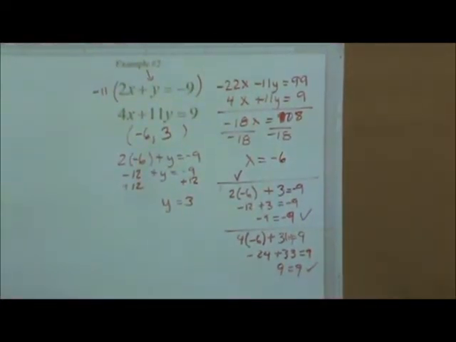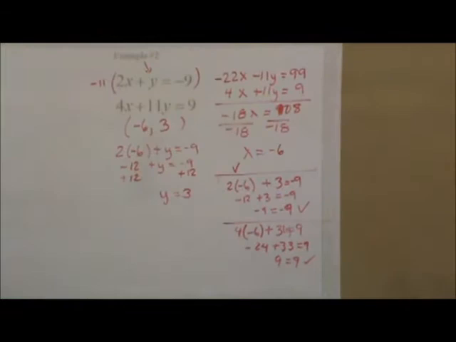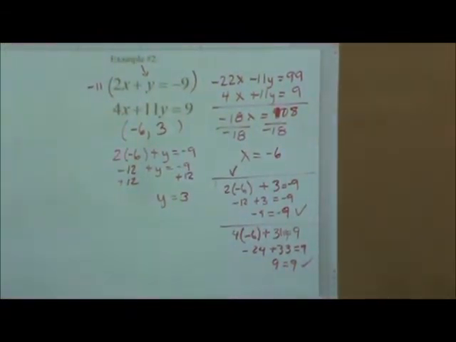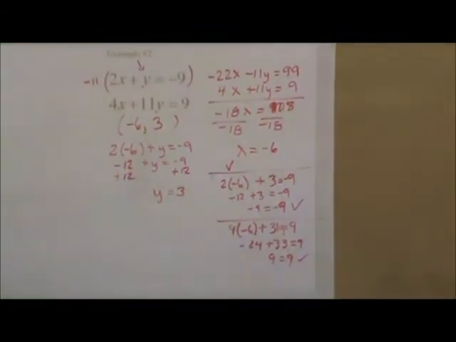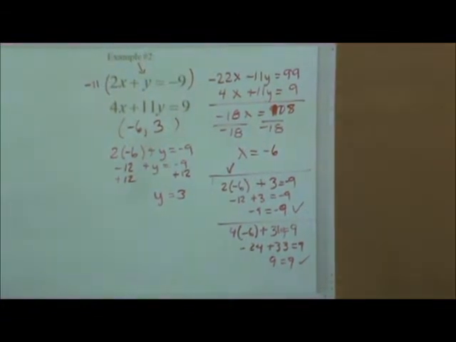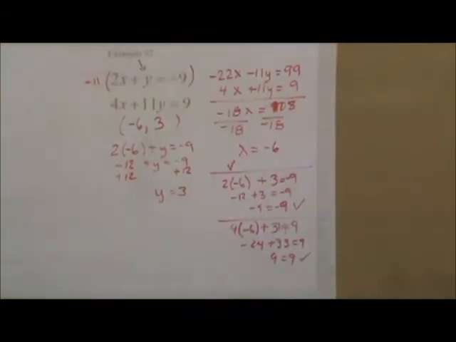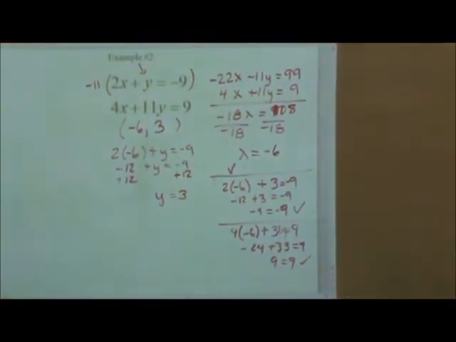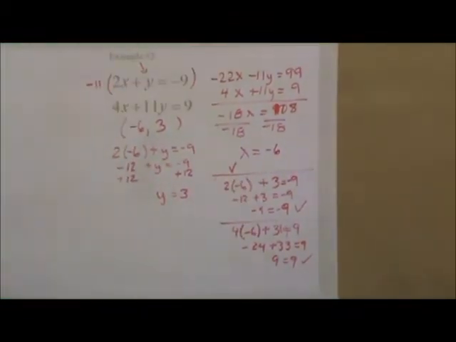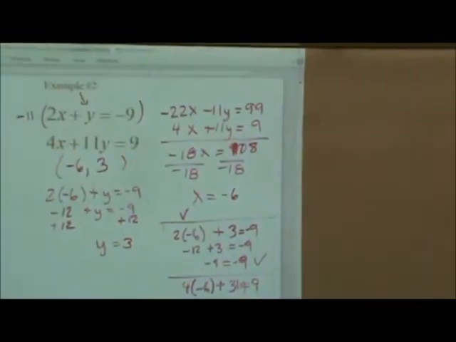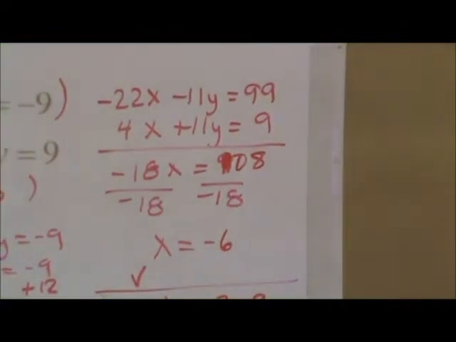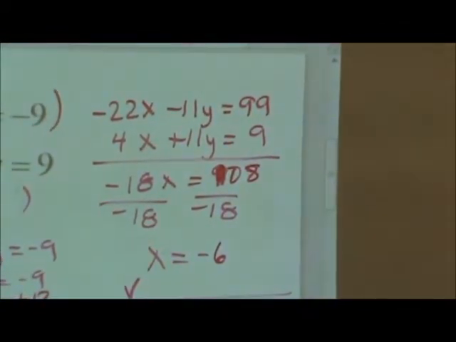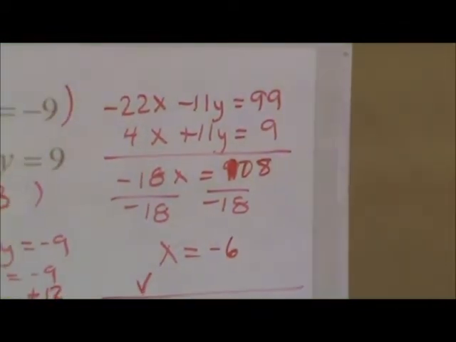Alright, let's take a look at example 2. On example 2, I chose to eliminate my y. The reason being is that I saw a 1 in front, so I know that I can multiply 1 by 11 and get 11. But at the same time, I need opposite signs. So when I multiplied by negative 11, it resulted in negative 22x minus 11y equals 99.